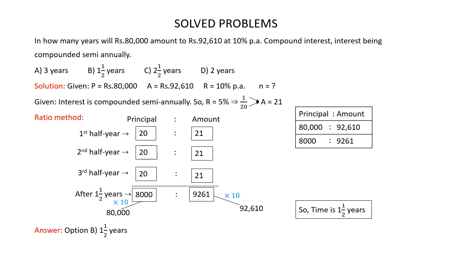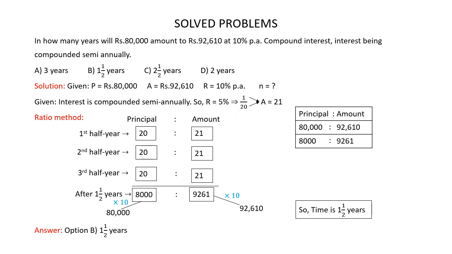Now we know that there are 2 half years in a year. So if the rate of interest for 1 year is 10%, then the rate of interest for each half year would be 10 by 2, that is 5%. So rate of interest for each half year is 5%. Now let's convert the rate of interest for each half year, which is given in the percentage form, to its fractional form. So 5% is nothing but 5 by 100, which on simplification gives us 1 by 20.